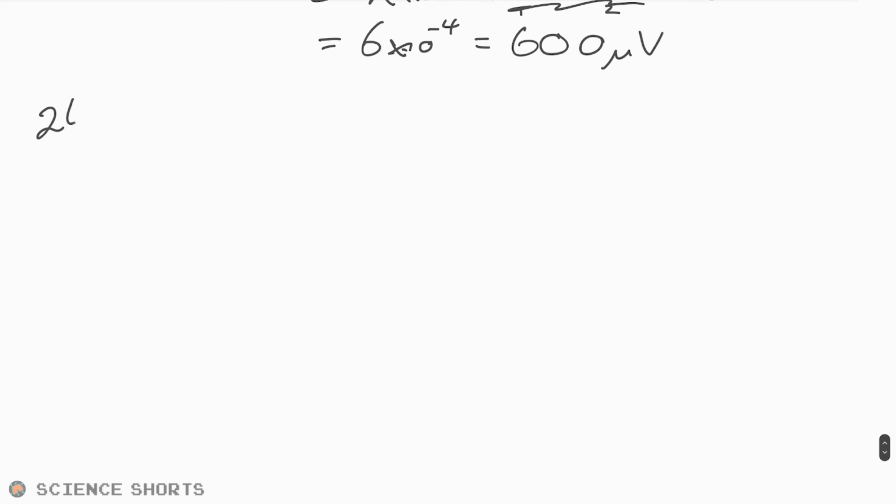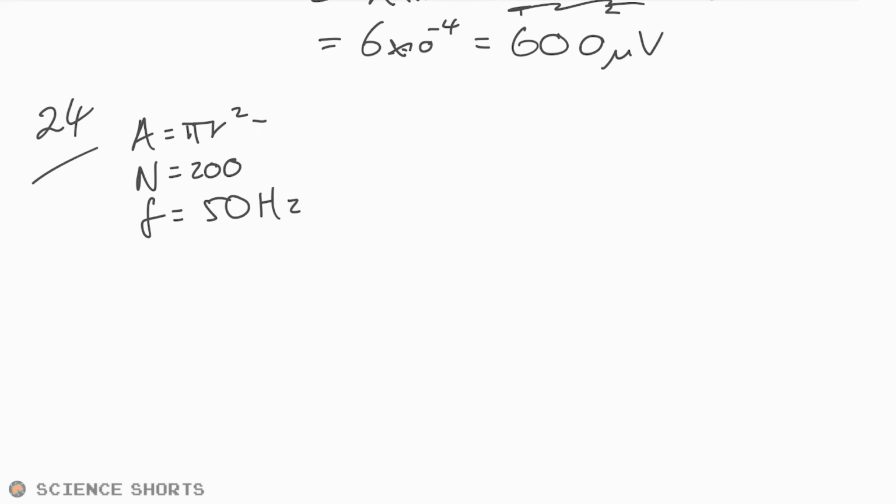There we go, 24. Circular coil with a radius of that. So we're going to have the radius. So we might as well do that. So pi r squared. Let's leave it as that for now. And n is 200. Coil rotates at 50 revolutions per second. Okay, so that's frequency is 50 hertz. So let's write this down.